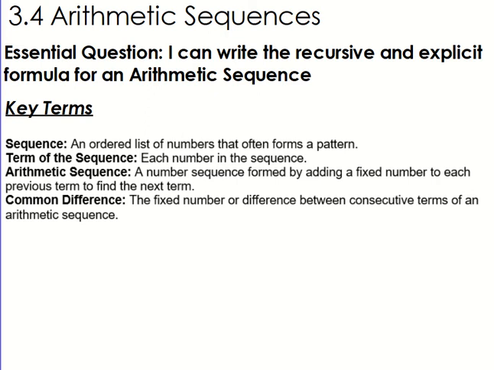Okay? An arithmetic sequence is a number sequence formed by adding a fixed number to each previous term to find the next term. So arithmetic is with adding. So it means from one number to the next, we're going to add a specific number. Okay? And then a common difference is the fixed number or difference between the consecutive terms of an arithmetic sequence. So the common difference is the number that we're adding. It's that fixed number in between them. Okay? So we'll use these words while we do the lesson as well.